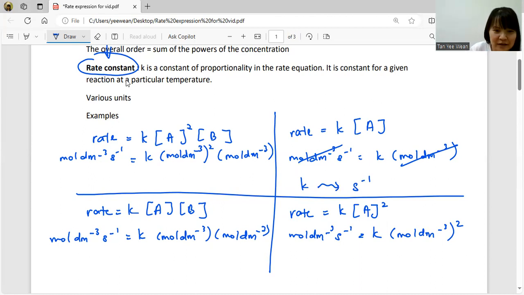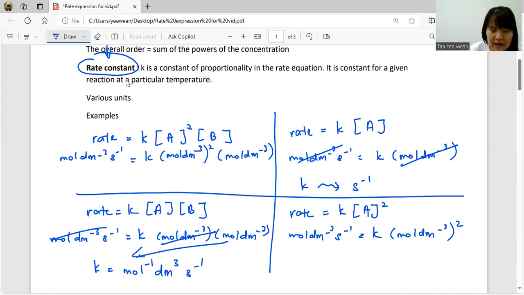Okay, let's do another easy one. So cut, bring this down. So K is in per mole, dm cube per second. Okay, if you haven't noticed, you have one concentration here and another concentration expression here, and this is concentration squared. You're gonna get the same answer. So mole per mole, dm cube, and per second.